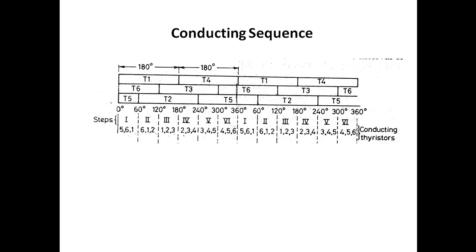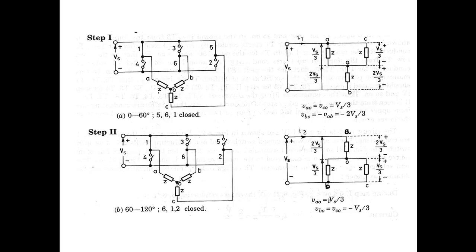For step 1, the first conducting thyristors are 5, 6 and 1, and the second step 6, 1, 2, third step 1, 2, 3, fourth 2, 3, 4, fifth 3, 4, 5, and sixth 4, 5, 6, and again this cycle repeats. So depending upon this we can calculate the voltage.